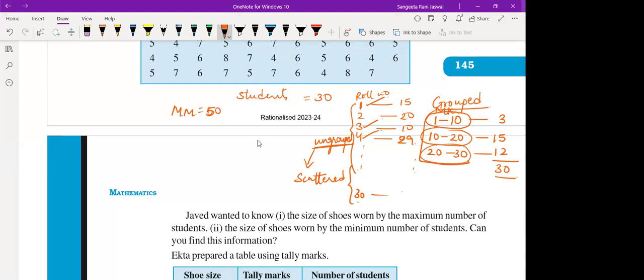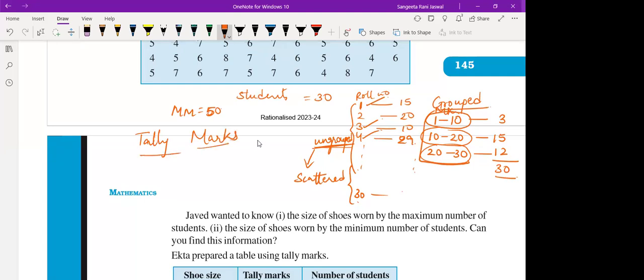Okay. So ungrouped data, and when we group the data like this is grouped data. Now, organization of the data is done in different ways. So the very first thing that you will study is the tally marks.